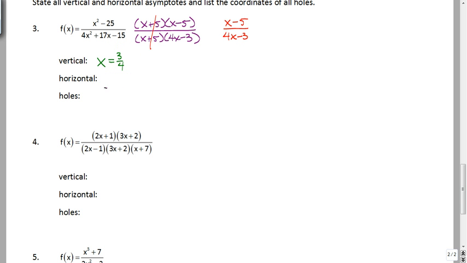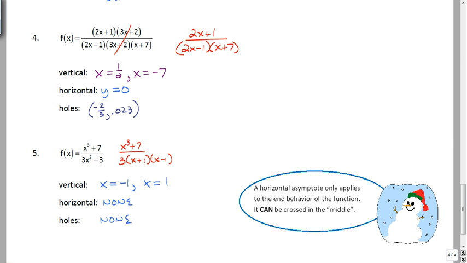The horizontal is we have same number of x's on top and bottom, and there's an imaginary 1 here, so this is y is equal to 1/4. And our hole is what's been canceled, so we have a -5 for the x coordinate, and you substitute a -5 into here, and you're going to get 10/23, or the decimal value of 0.435. So that's number 3. It's just practice with vertical, horizontal, and holes. So you've guessed it, you get to do number 4 and 5 on your own, and then we're done. Pause the video and give them a try. And let's see if you got them right.